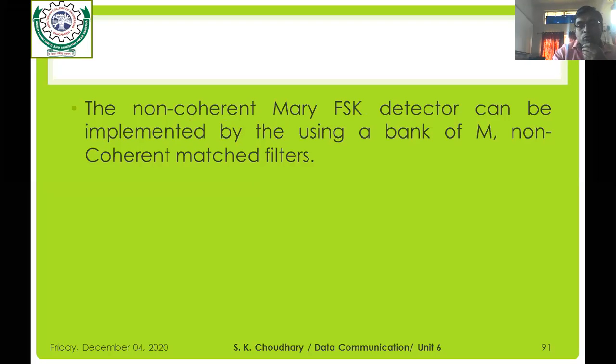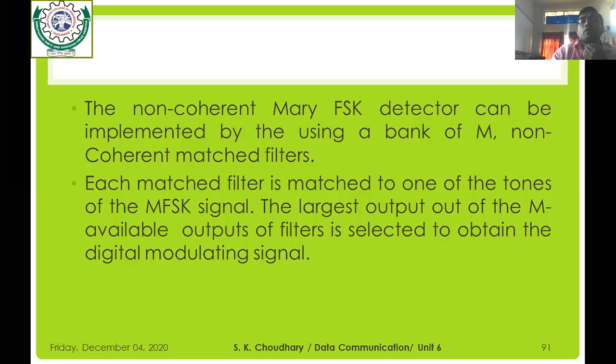Sometimes I have told you that we have to maintain the phase of these two signals. So a non-coherent M-ary FSK detector can also be implemented as a bank of M coherent matched filters. Each matched filter is matched to one of the tones of the MFSK signal, and the largest output out of the M available filter outputs is selected to obtain the digital modulating signal. So this is an alternative arrangement you can also use.